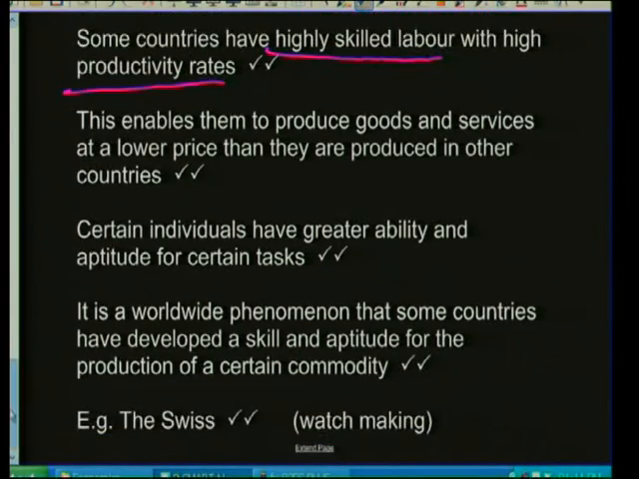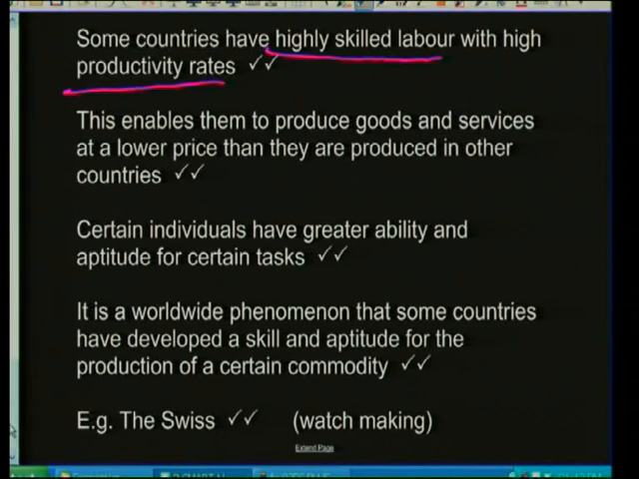Certain individuals have greater ability and aptitude for certain tasks. That is why we have division of labor. And division of labor can take place inside a factory, but it can also take place from one country to another. So we can decide that we want to specialize in a specific field because we have developed those skills. So greater ability and aptitude for certain tasks. It's a worldwide phenomenon that some countries have developed a skill and aptitude for the production of certain commodities.